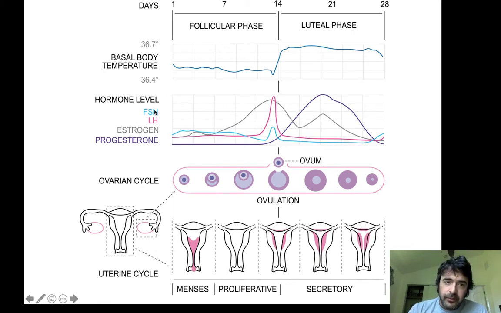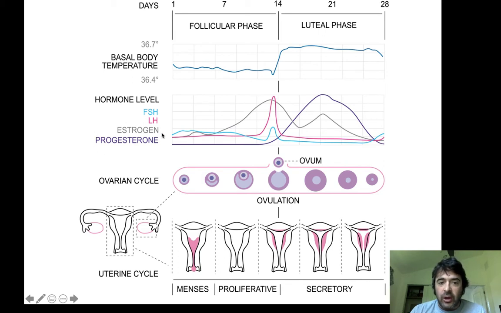Hormone levels. We have follicle stimulating hormone and luteinizing hormone. So hypothalamus tells pituitary to produce follicle-stimulating hormone and luteinizing hormone in response to low concentrations of progesterone and estrogen. That's what essentially triggers the entire cycle.